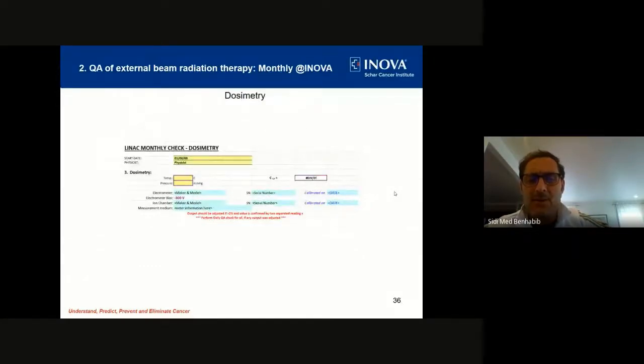The dissymmetry part, basically, this is just a temperature and pressure correction. This is very, very important, especially in a big department where you have multiple chambers and multiple electrometers. I really want to point out two very important things, just from my experience. First of all, you need to have a protected Excel sheet.